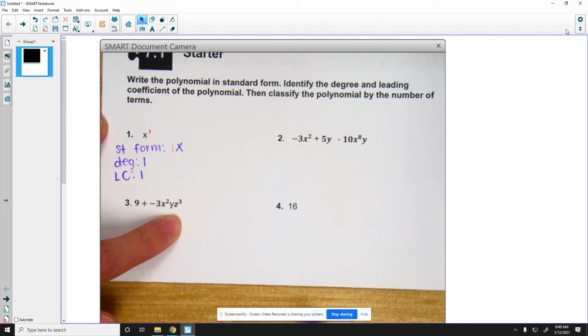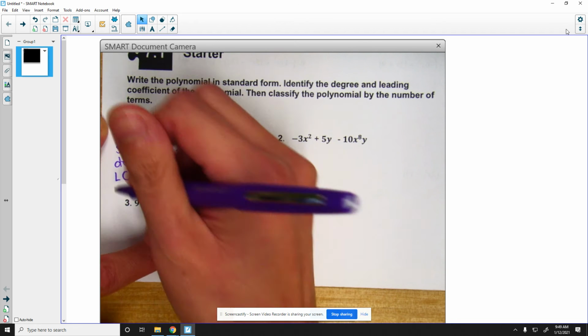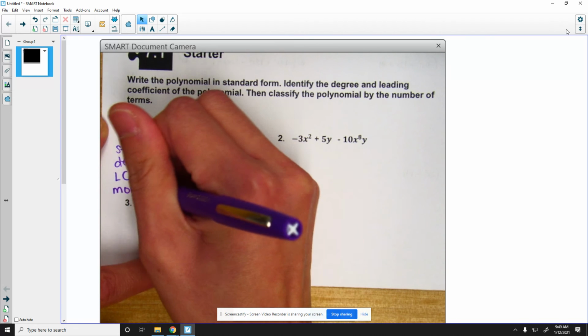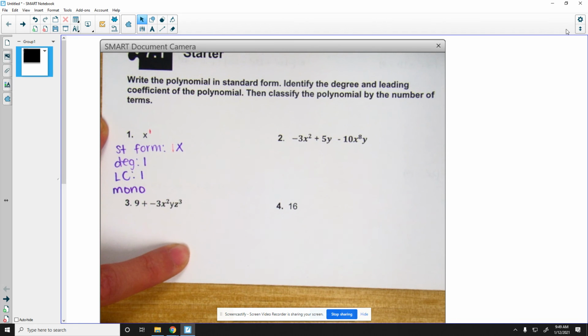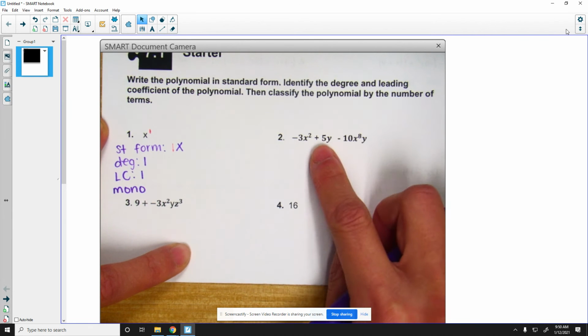And then finally, let's name it. So you have mono, bi, tri, and then poly. So what do we think? Mono, right? Mono means 1, so this is a monomial. Okay, that was hopefully the easiest. Let's move on to number 2.